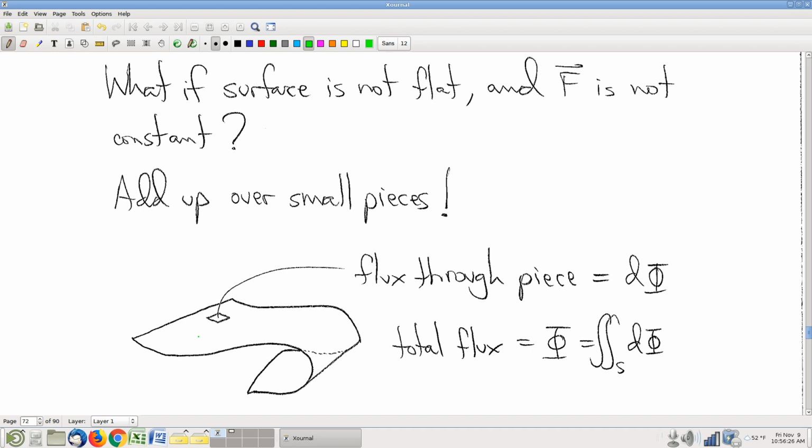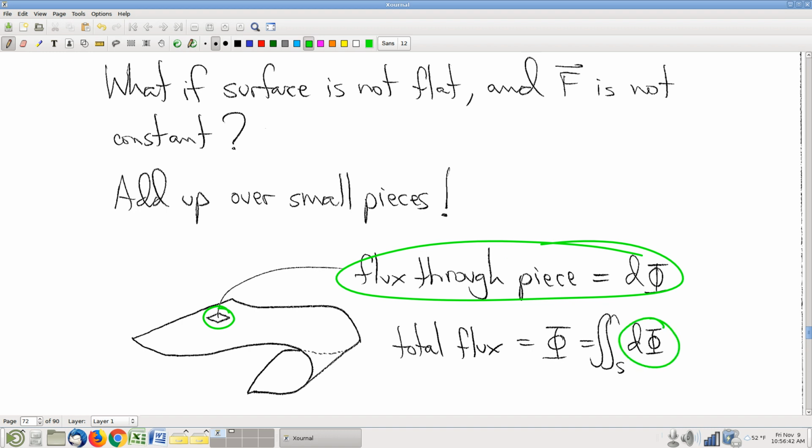So chop it up, add it up. So we know how to compute, on a flat-ish piece with a constant-ish vector field, the amount of flux through that piece. We got a formula on the previous page. Well, if you know how to do it on each little piece, then the grand total over the entire surface is just the sum of all the little pieces of flux that you get through all the little pieces of surface.